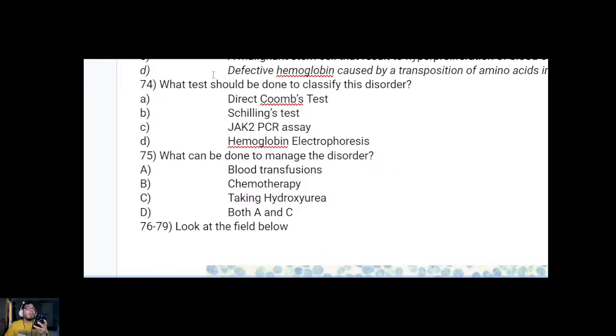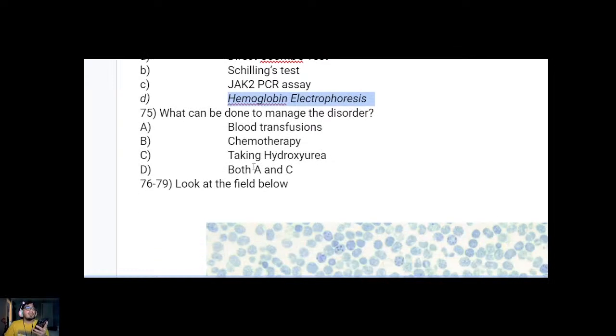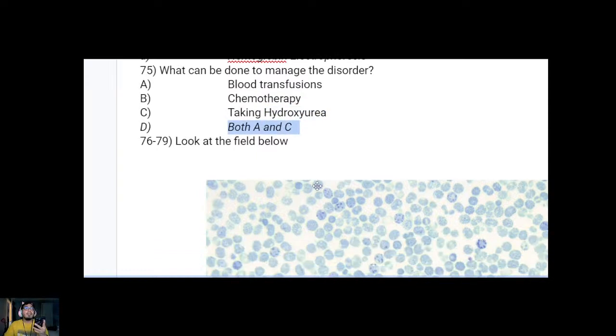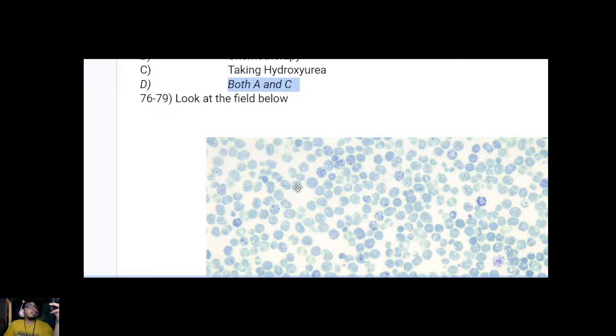Number 74, which of the following tests can be done to classify the disorder? Hemoglobin electrophoresis. What test can be used to manage the disorder? Taking hydroxyurea and consistent blood transfusions. Okay, hydroxyurea prevents the polymerization of red cells. Okay, it's very toxic to the human body.